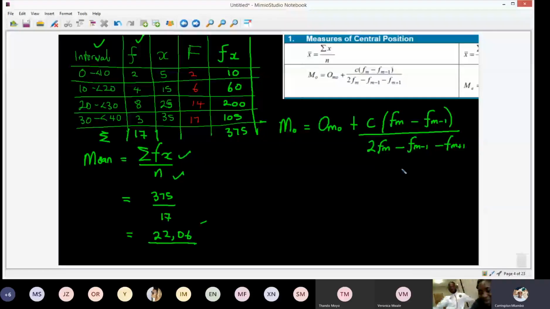Right, it's very simple. The mode is the one that appears the most. So from this, which interval appears the most? We'll do more questions until you get it. That's the first thing you have to find out. Which interval appears the most?